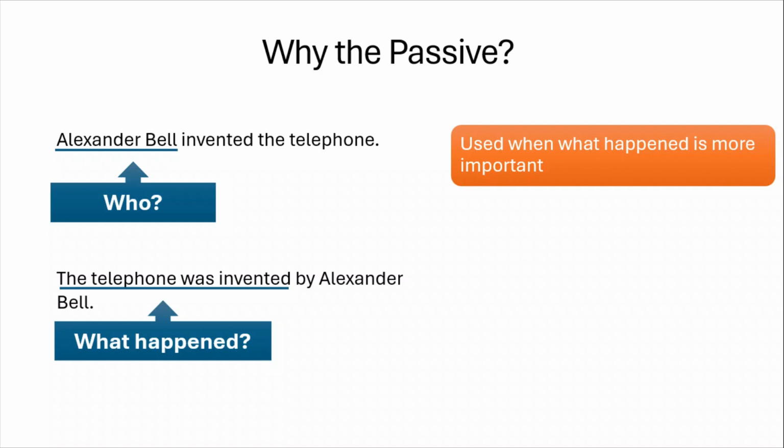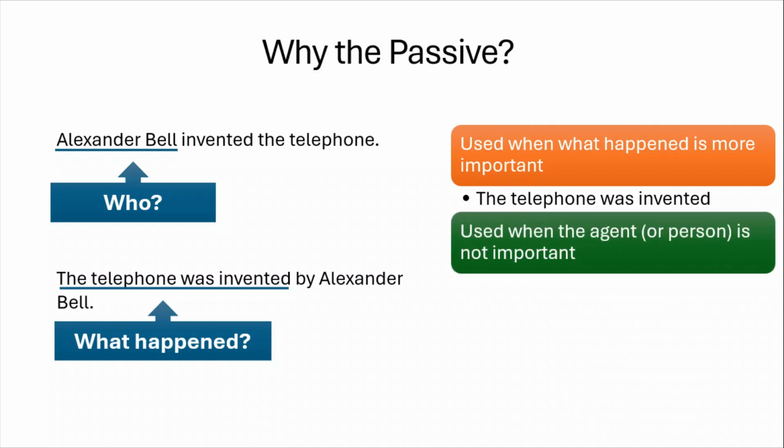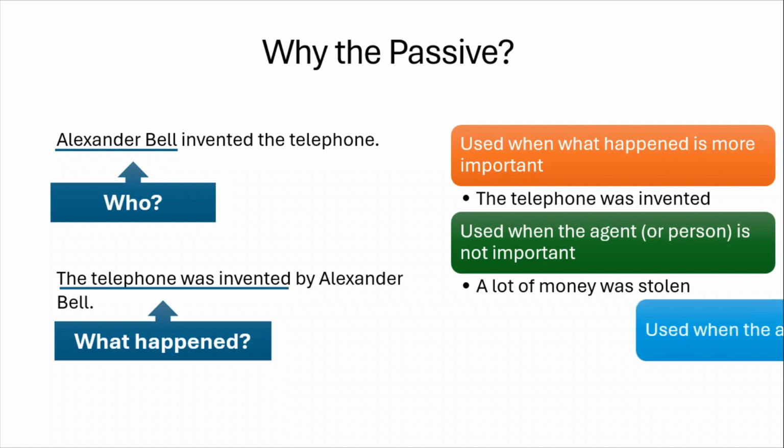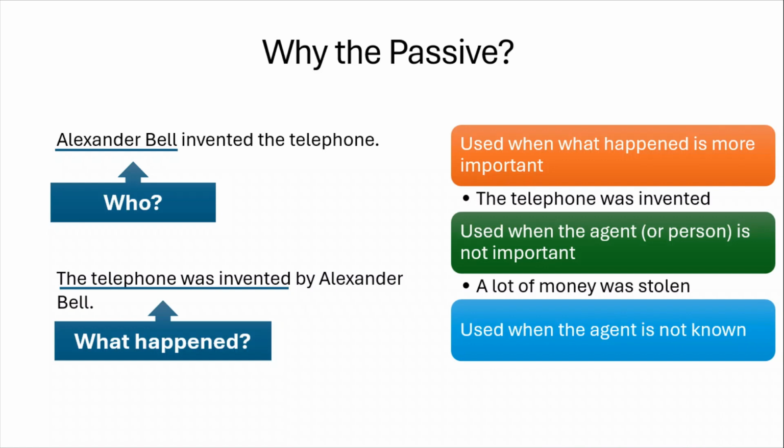As we said, it's usually used when what happened is much more important, and there's our example sentence. We also use it when the agent or the person doing the action is not important. So there's an example of a sentence where a lot of money was stolen from a bank, but it's not important who did it. And then finally we have an example where the agent is not known, and we can see in this situation with our example sentence that we know the room is cleaned every day, but we don't know who does it.